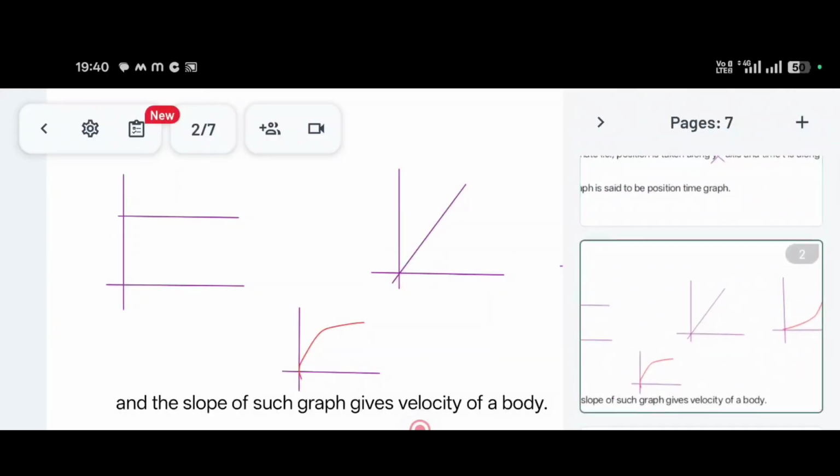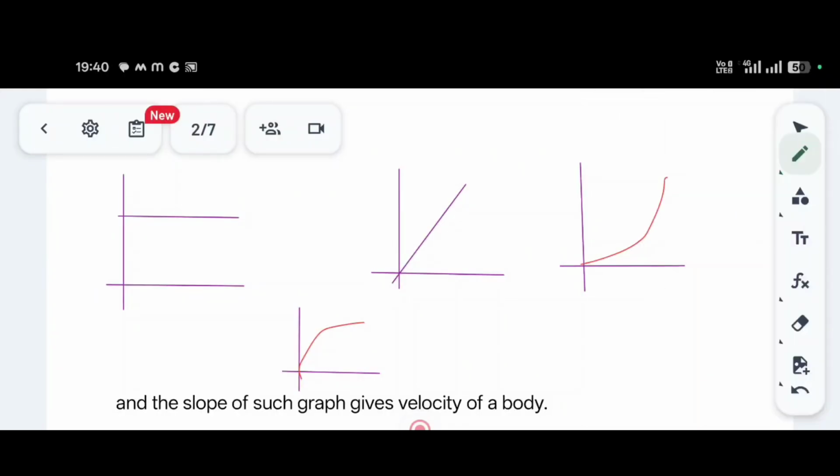Here, one by one, I am going to explain. Along the x-axis, it will have time, and along the y-axis, there is the position x. Similarly, for all the graphs, let us represent t versus x. Here we have taken 4 graphs.